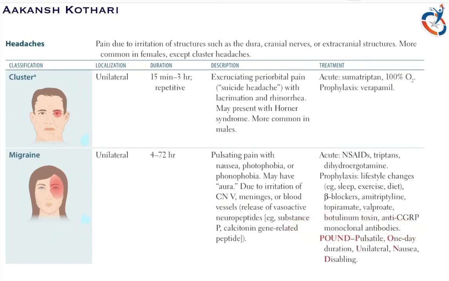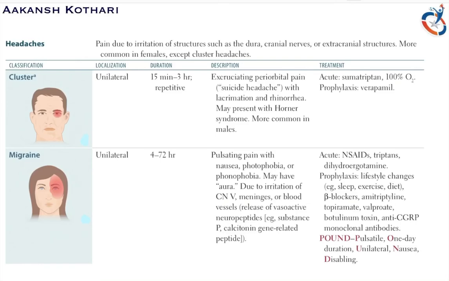Okay, so migraine is basically a unilateral pain which is more common in females. Okay. Now remember the symptoms of migraine as POUND. So it is pulsatile, 1 day duration, unilateral, nausea and disabling. Is this clear? So we have completed the two major types of headaches, that is cluster and migraine.